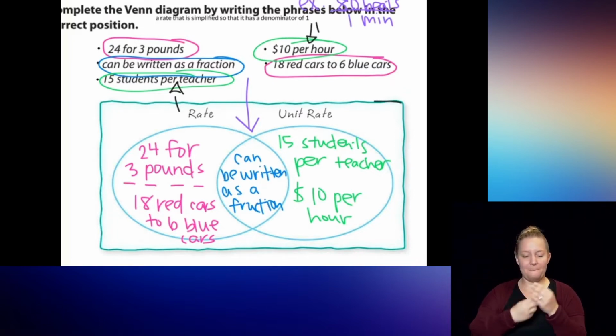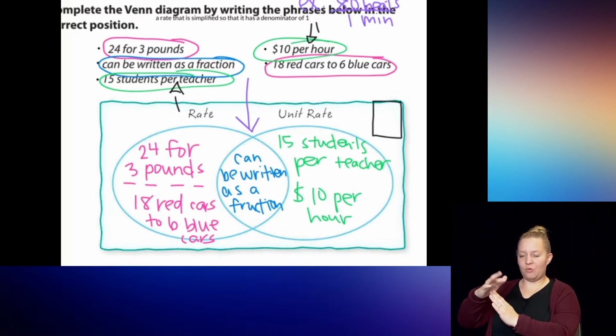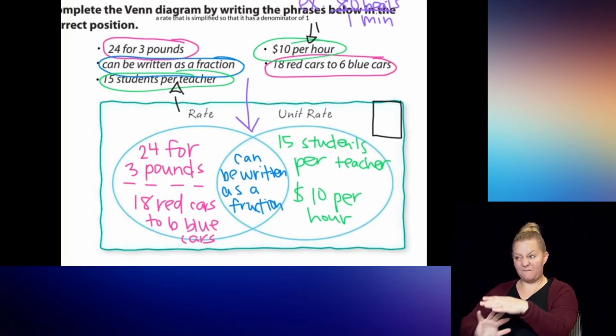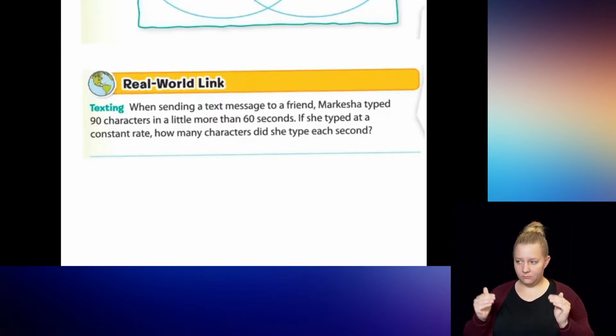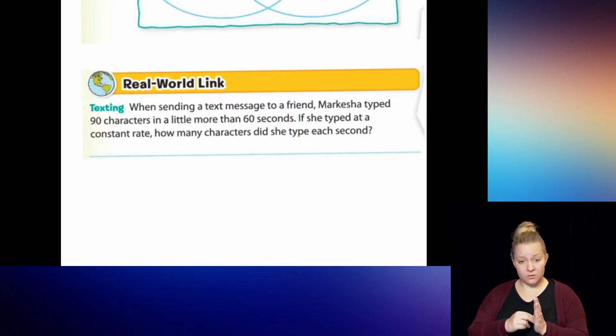So right over here, if you're listening to this right now, in this top right-hand corner, I want you to put the number correct out of 5 that you got so that your teacher can see. And if you missed a few of them, just make sure that you're writing the correct answer where it should go. Alrighty, so the next question for our notes, we're going to look at this texting real world link.